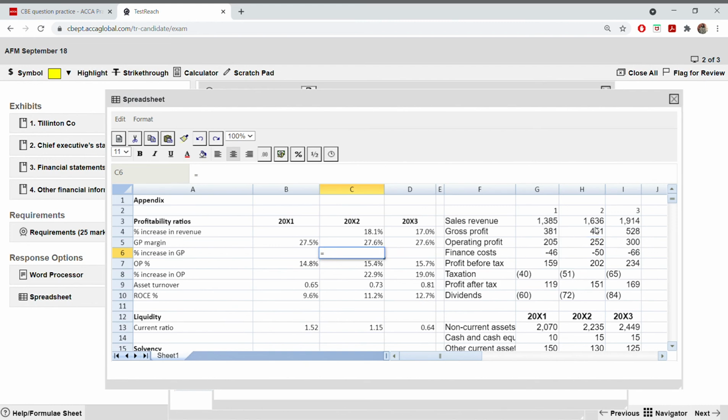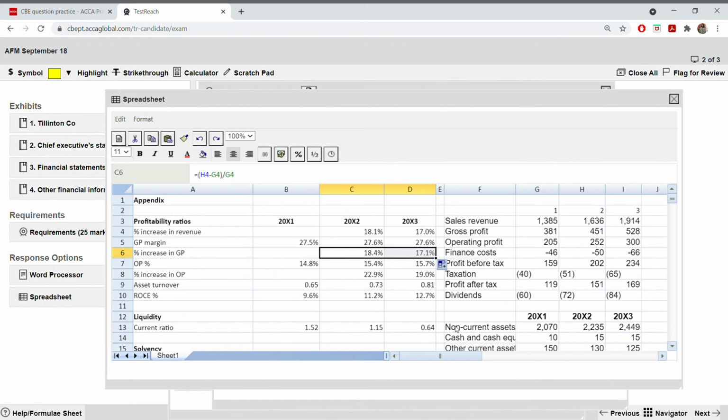So it is this minus this. No, just add a bracket, divide by 381, enter. Now you can drag it, right? Now it makes sense. So now we have done with this gross profit.